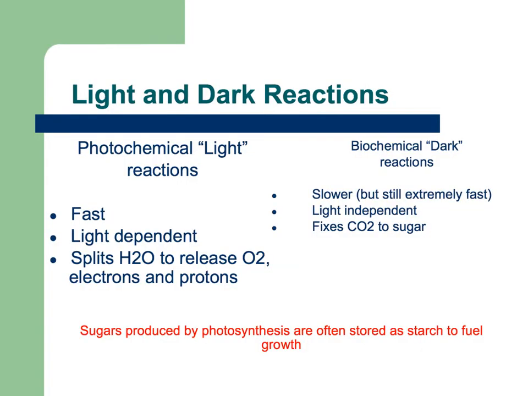So here's a basic summary of the light reactions and the dark reactions. Light reactions, these photochemical reactions, are a lot faster than the biochemical dark reactions, but they are light dependent. And again, you're splitting that water to release the oxygen. This is where we're getting our oxygen that we breathe. The main purpose of your dark reactions is to fix that CO2 that it's getting from us, from other animals breathing, into sugar. The plant needs that, and it's being stored as starch, and that's going to fuel the plant's growth.